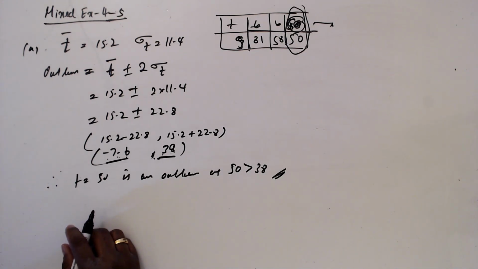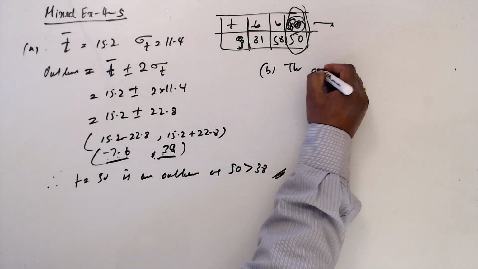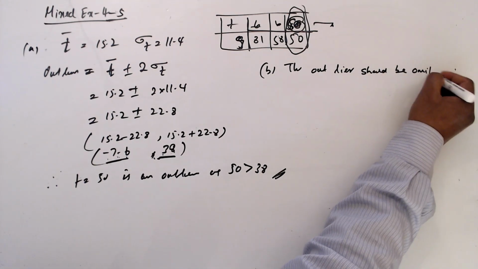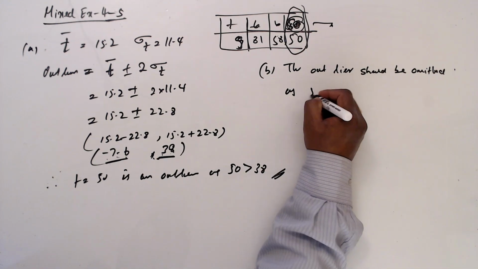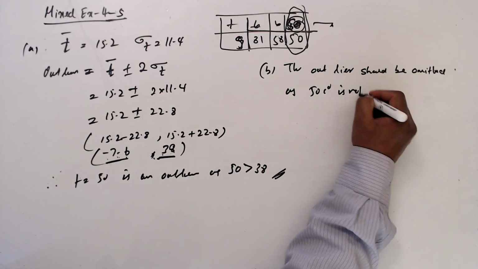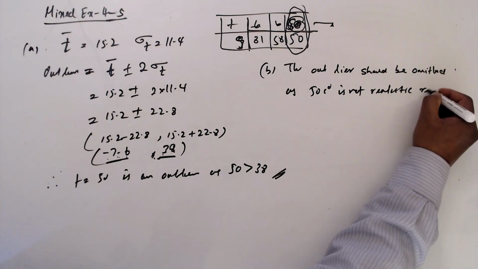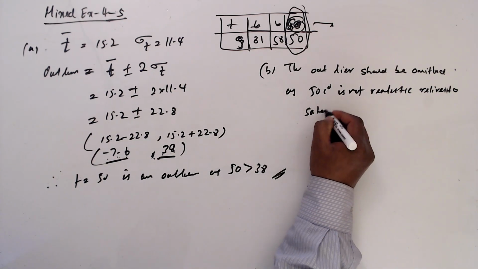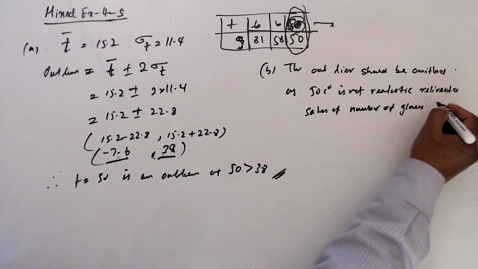Part B, give a reason whether or not the outlier should be omitted from the data. Yes, definitely the outlier should be omitted, as 50 is not realistic relative to sales of number of glass pairs.